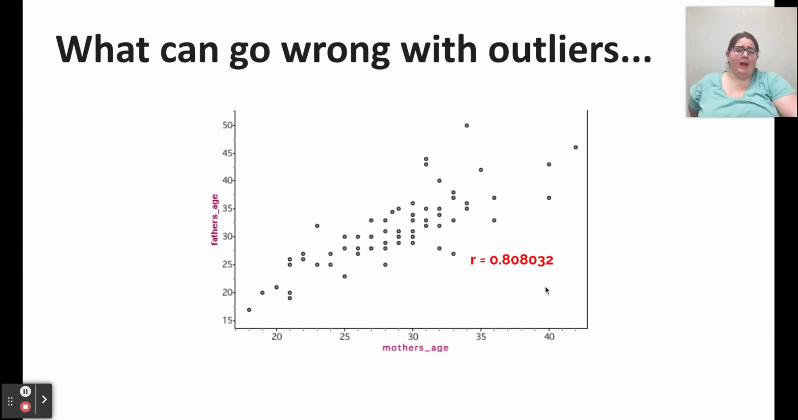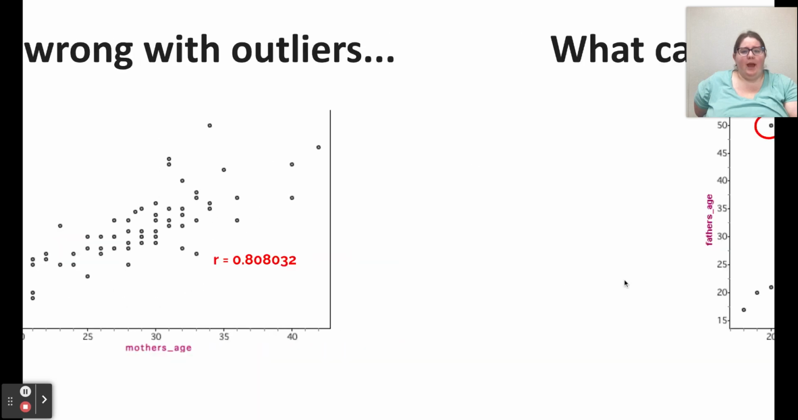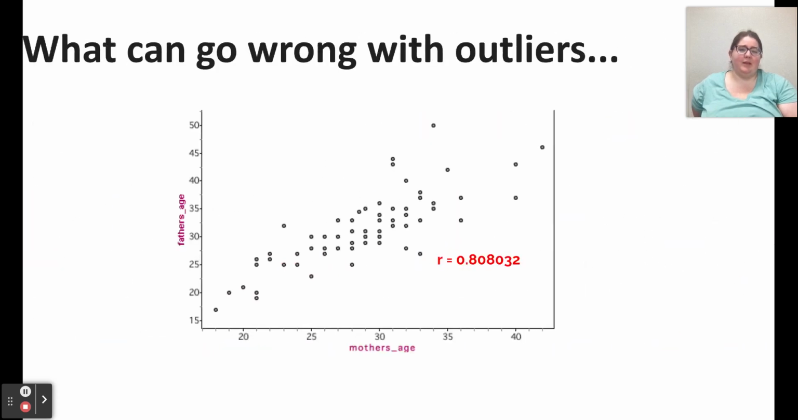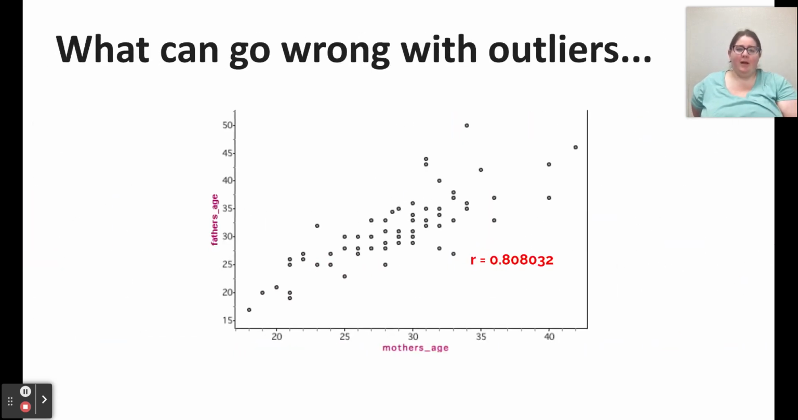So I'm going to look a little bit more at outliers. As I mentioned, outliers can affect correlation pretty strongly. This is a mother's age versus father's age graph. This is a different set of data, so R is a little different, but it's 0.8. If I were to add one data point right here, someone where the mother was 20 and the father was 50, my correlation is now 0.67.